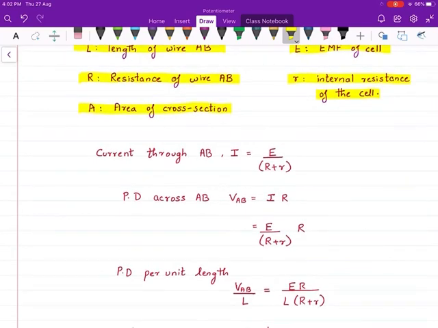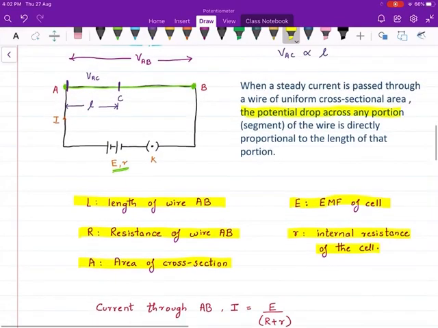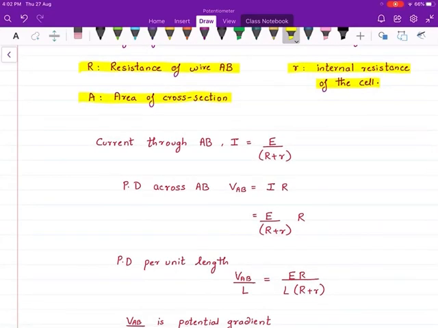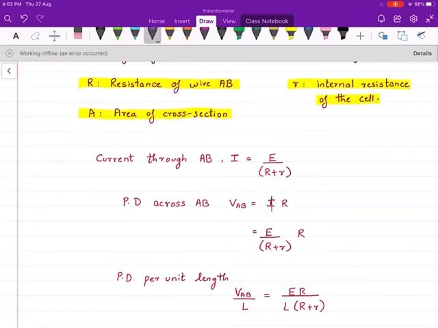What is the potential difference across AB? If I call it VAB, the potential difference across AB, that is equal to the current flowing through the wire AB times the resistance of that wire AB. So the current is equal to E upon R plus r, and capital R is the resistance. I have just got it from here, I has come over here.